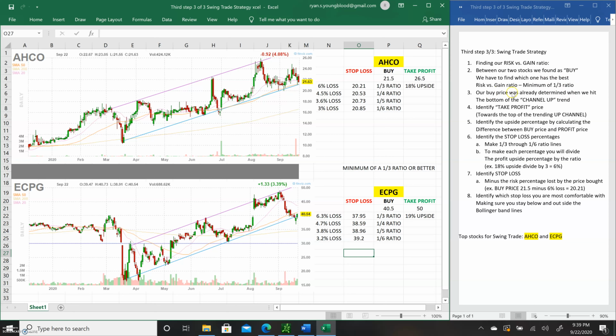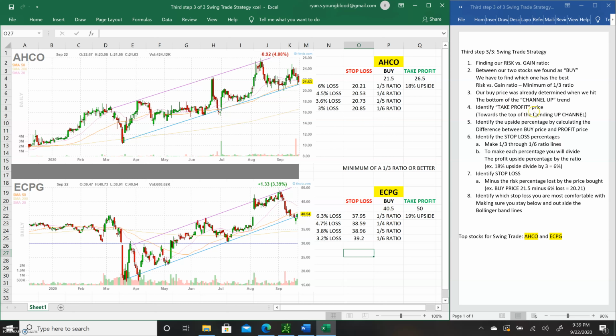Our buy price was already determined when we hit the bottom of the channel up trend. So the channel up trend here, pretty much every time it's at the bottom, that's our buy point. That's why we picked out all the stocks with it in the bottom right corner of the channel up trend. So our buy is at 21.63. I just rounded it off to 21.50. I put it right here. Same thing here, 40.54. I rounded it and it's at 40.50.